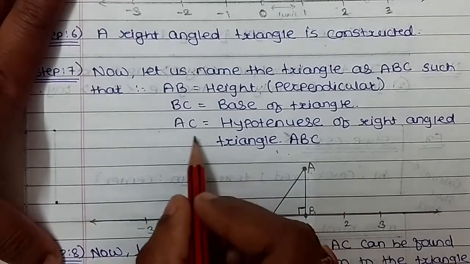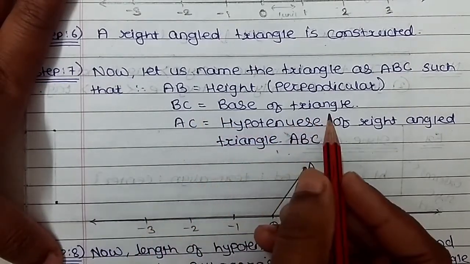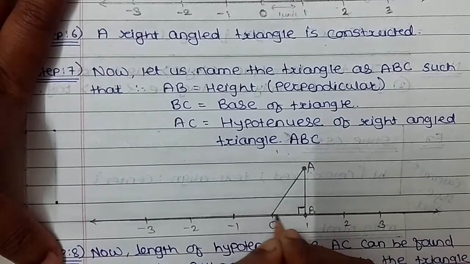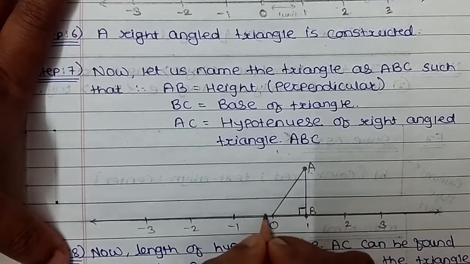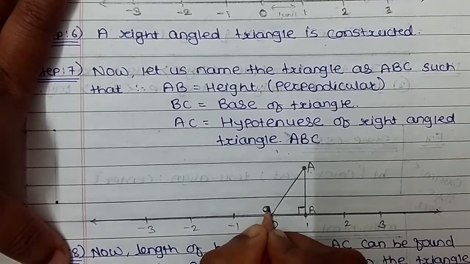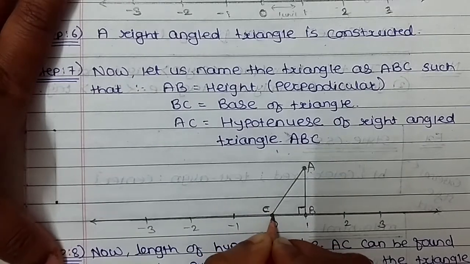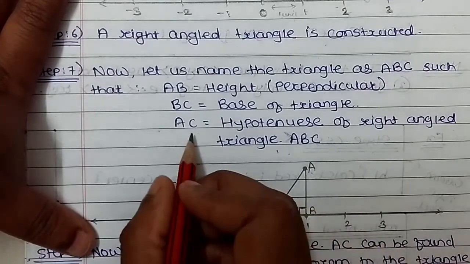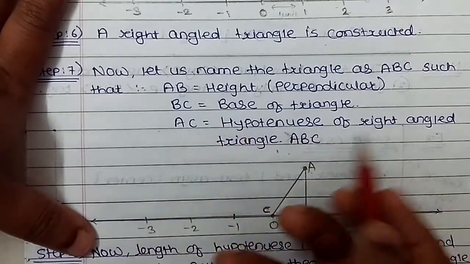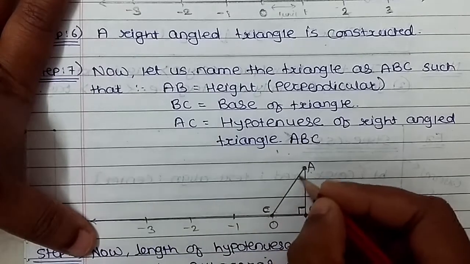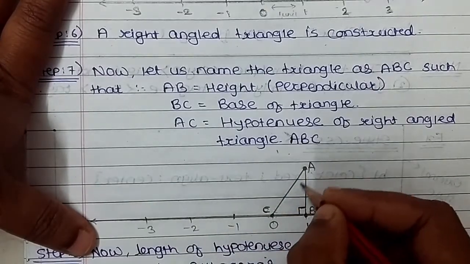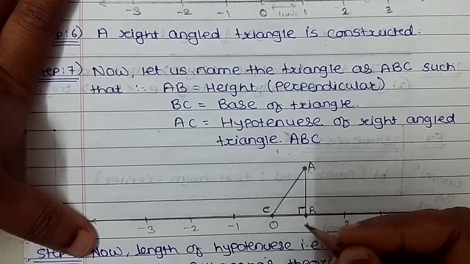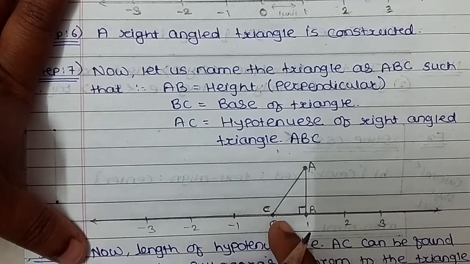Okay, next, BC is the base of the triangle. What is the base of triangle here? This one. This one is the base. So B is already there, so put here C. Here is C. So base of this triangle is BC. Next, AC is the hypotenuse of right angle triangle. AC means this one. This one is the hypotenuse of the right angle triangle, A and C. Understand this, how to name this triangle?